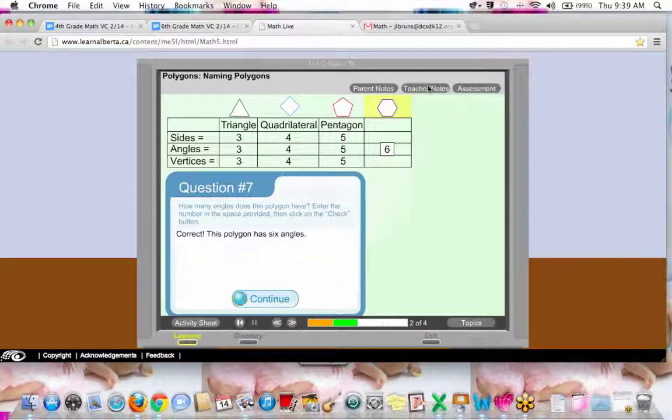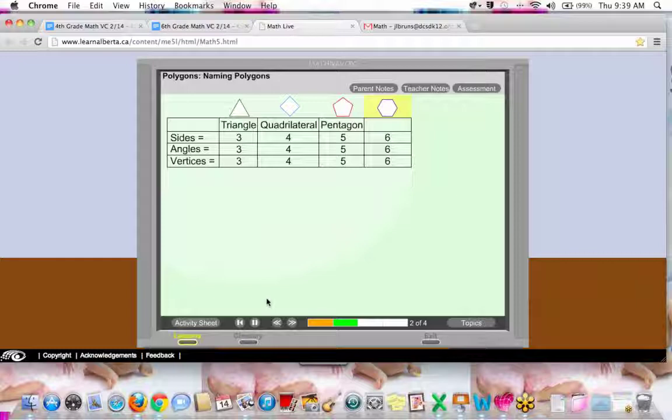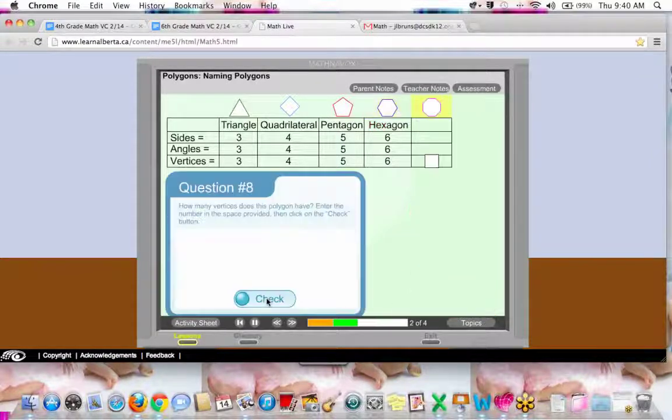Correct. So then the sides, there's 6 sides. The number of sides and vertices are the same as the number of angles. Cool. This figure is called a hexagon. Hex means 6. Okay. How many vertices does this polygon have? Enter the number in the space provided, then click on the check button.